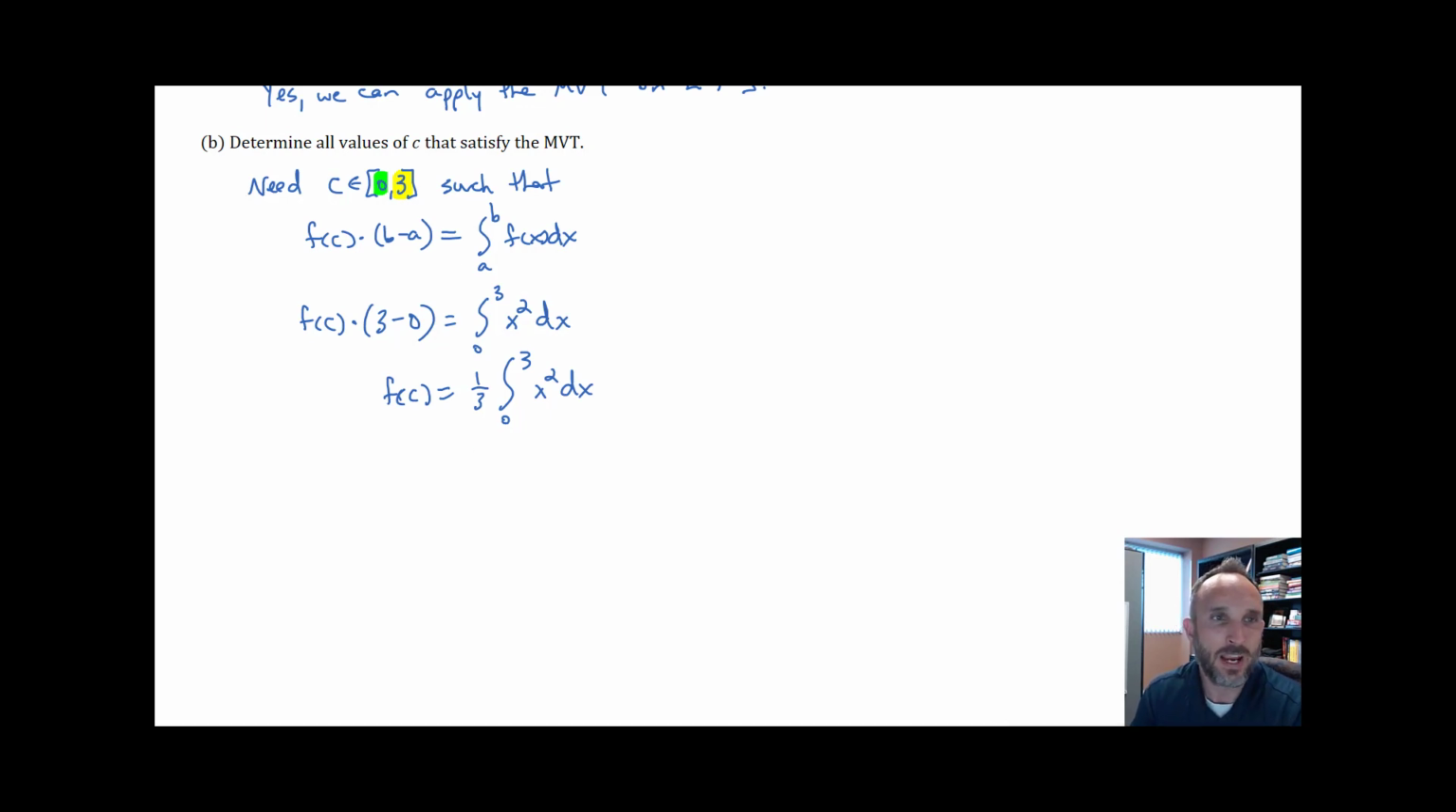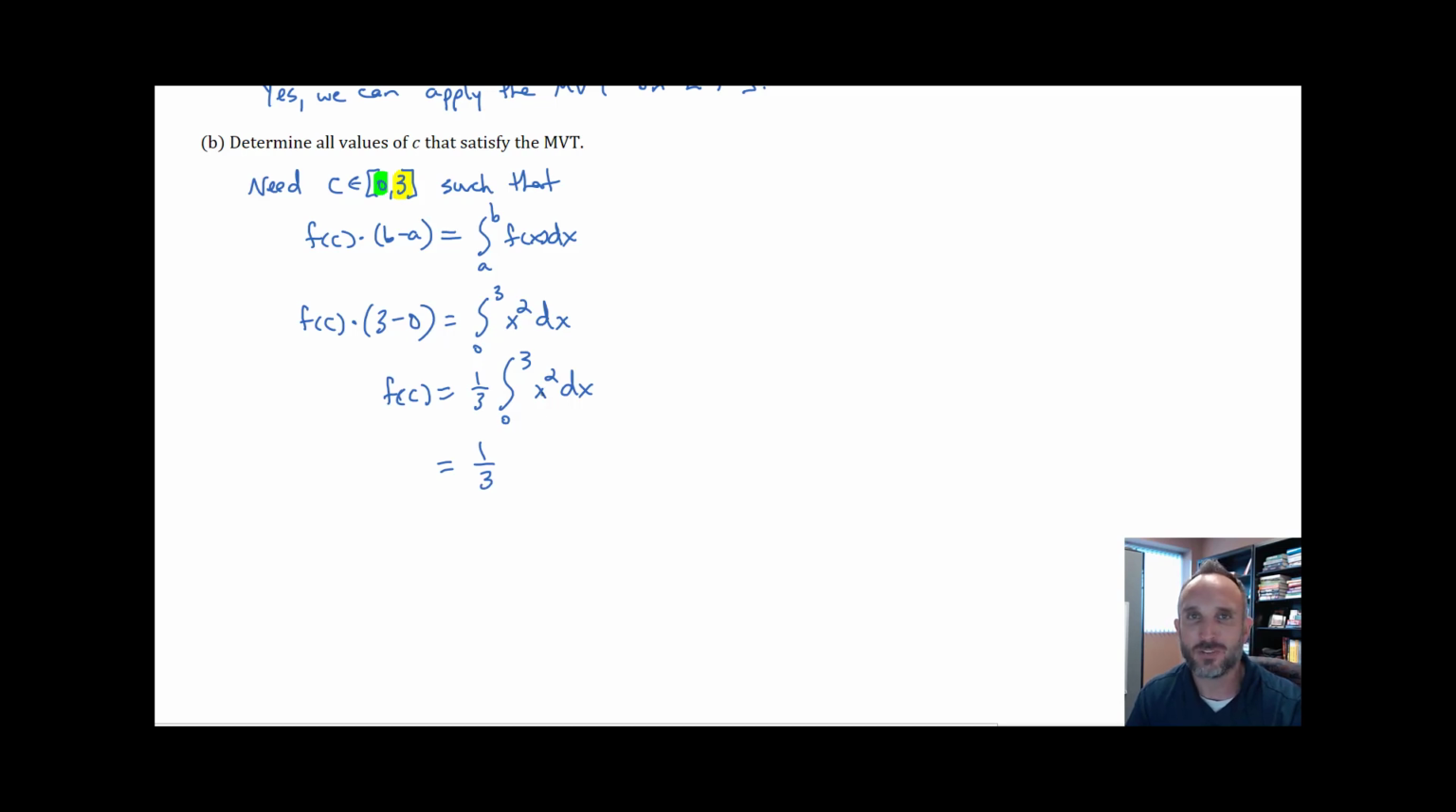Again, the way to think of the right-hand side is this is the area under the curve. And here we've divided by the width of that interval from 3 to 0. So we divided by 3. And that should give us the height of our rectangle. Okay? So we have 1/3.